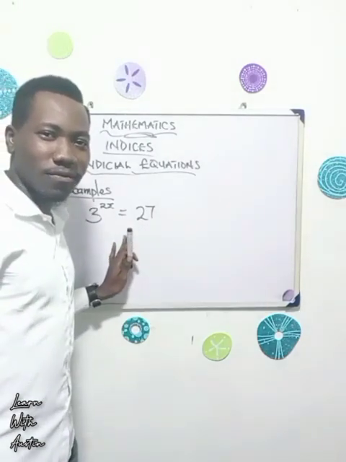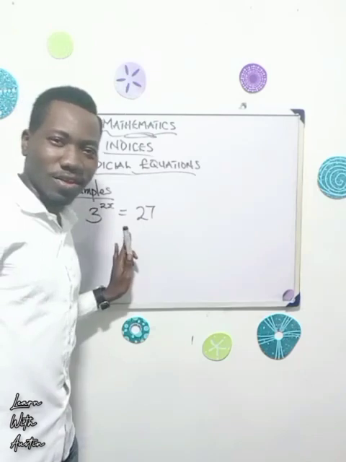So 3 raised to the power 2x equals 27. What is the value of x? That's the question. Still on indices.